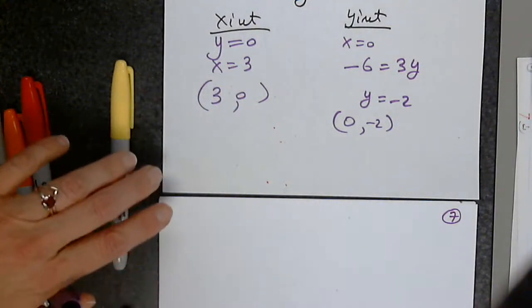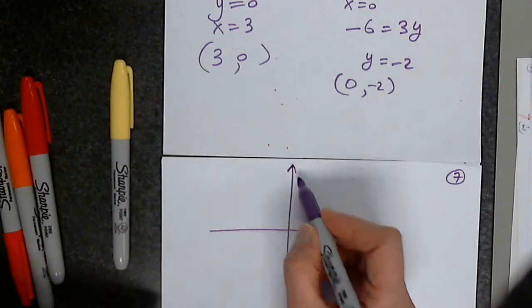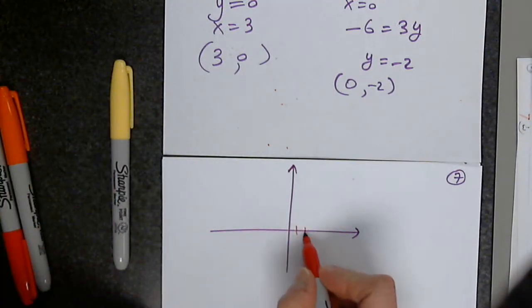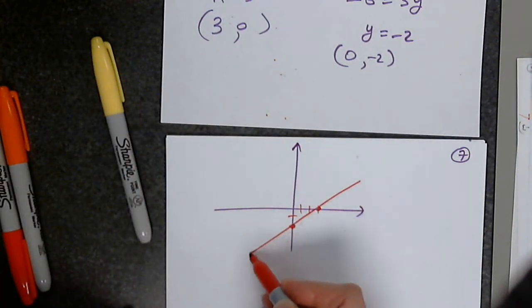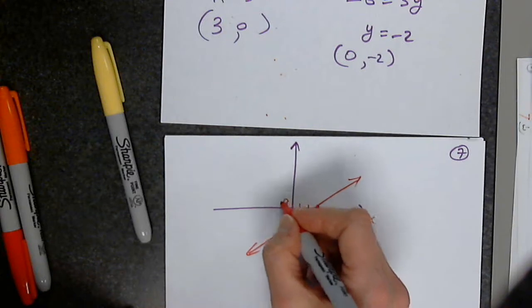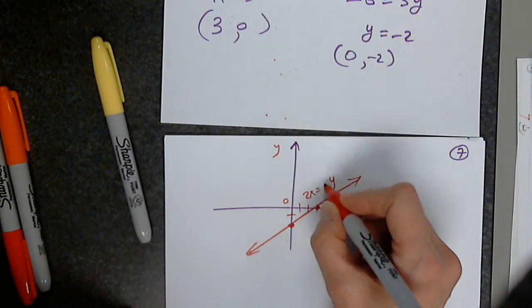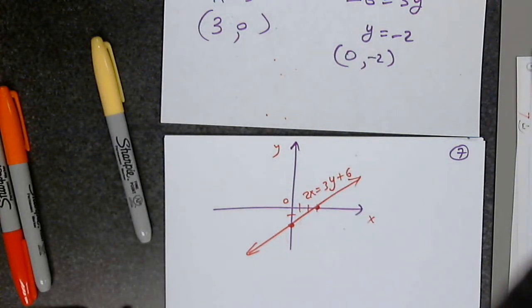for this equation, it's slightly more difficult. Okay, so I'm going to plot the points we just determined. 3, 0. Here it is. 1, 2, 3. 0, -2. And connect and extend, and I'm done. 2x equals 3y plus 6. This is the equation that we just graphed. Any questions for me?